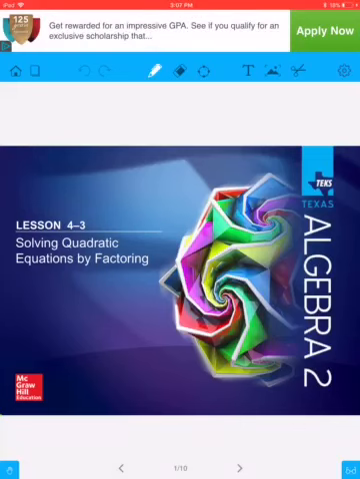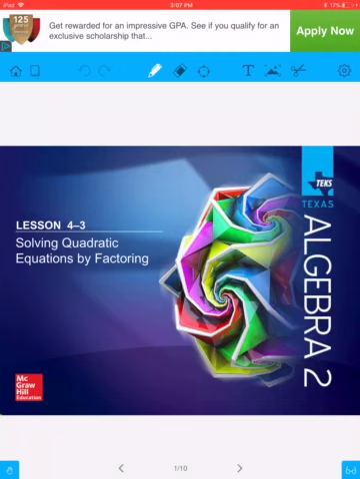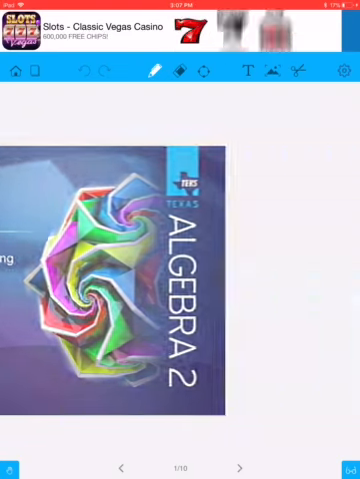These notes are over solving quadratic equations by factoring. We have to know how to factor to be able to solve these quadratics. So I did some video notes not too long ago over factoring quadratics. So if you are not comfortable with factoring, you need to go look those video notes up.